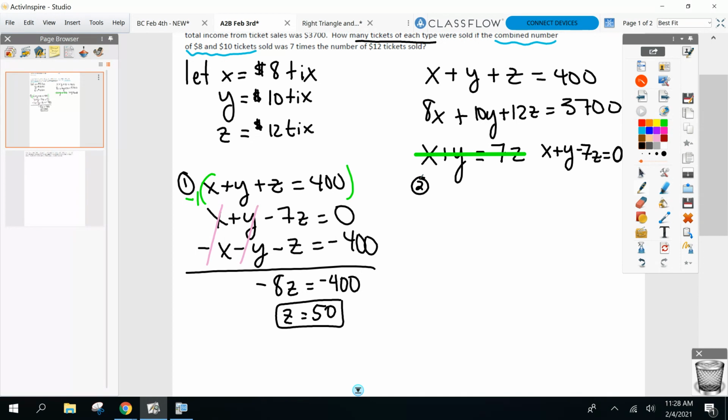Let's go to the first and the second equation. So the first one, X plus Y plus, I already know it. It's 50. Don't put a Z there. 50 equals 400. And then the other one, 8X plus 10Y plus 12 times 50 equals 3,700.